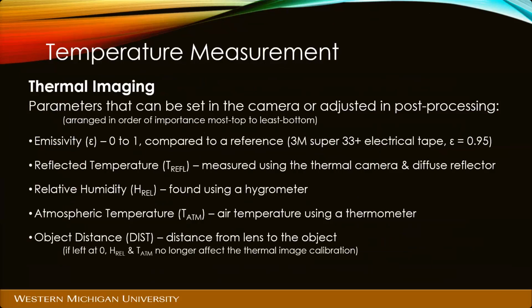Okay, other things: reflected temperature, which is how much infrared energy is bouncing around the room and hitting that surface from all different angles. In order to measure that, we use something called a diffuse reflector. This real high-tech item I've got here is a piece of cardboard with some crumpled tin foil fastened over the top. I've got a bunch of these. If you break them, they're really expensive to replace, right?